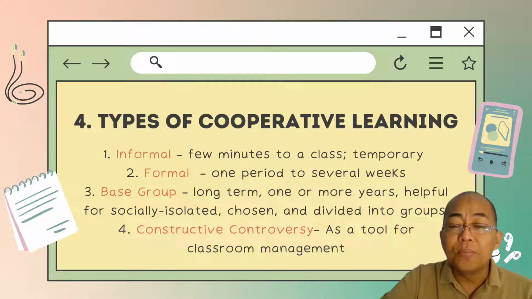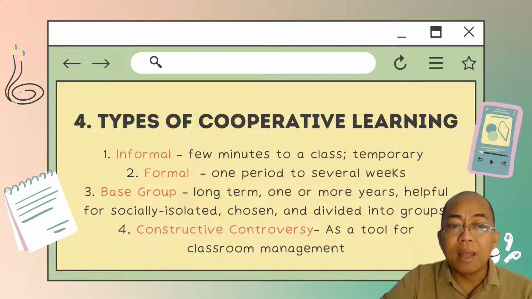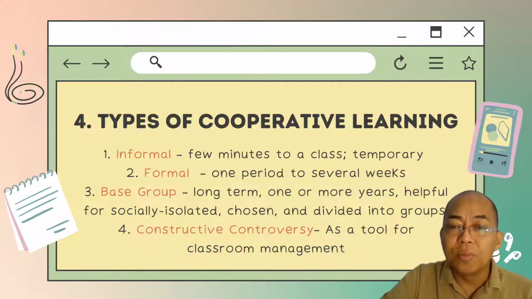So it is very important that the teacher monitors and supervises the whole session activity, and finally evaluates the performance of the learning groups or the class. So that's formal cooperative learning.